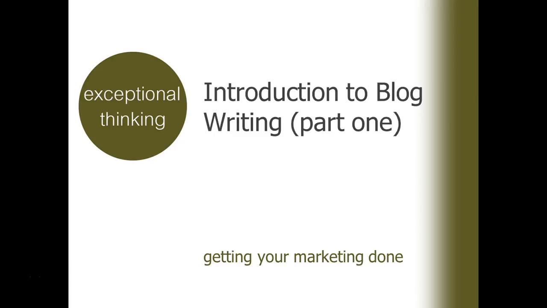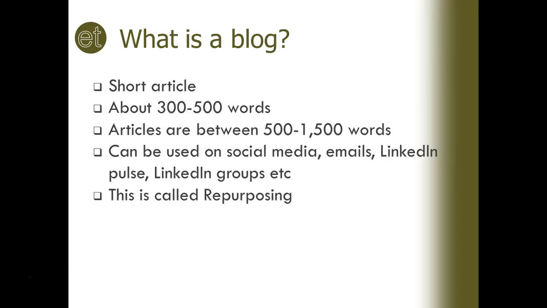So first thing we're going to look at is what exactly is a blog. Now, there's differences between a blog and an email and an article and so on and so forth, but the main difference is that a blog is a short article. It's about 300 to 500 words. So if you compare that to an article, articles are much longer, between 500 and 1500 words. So you can see there's a massive difference there.